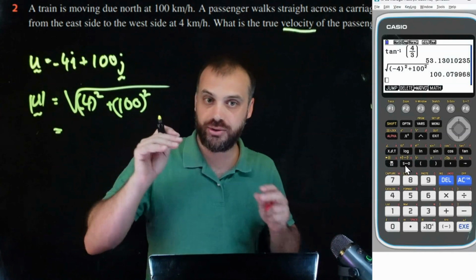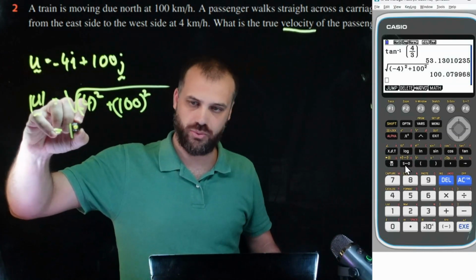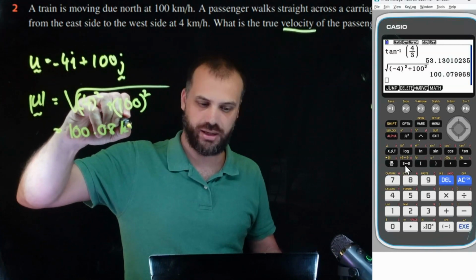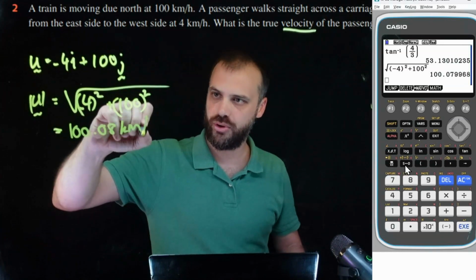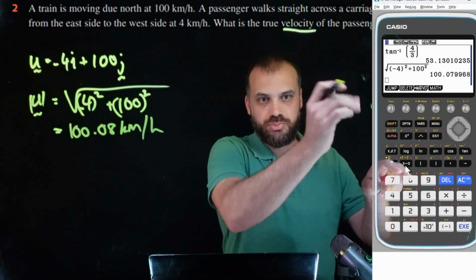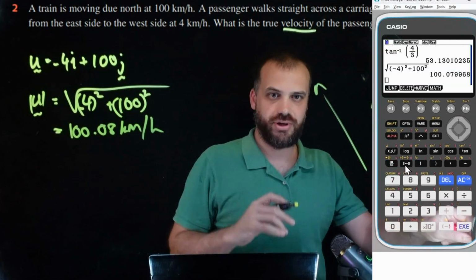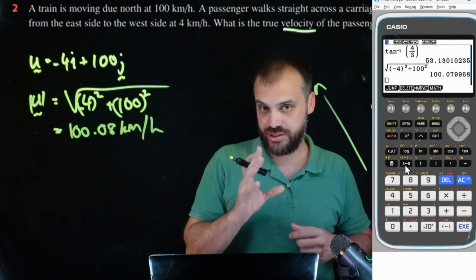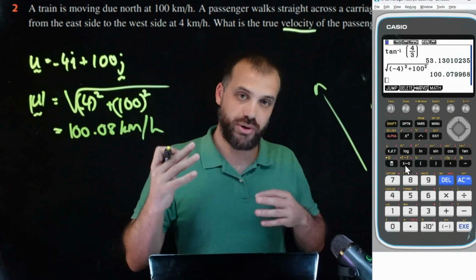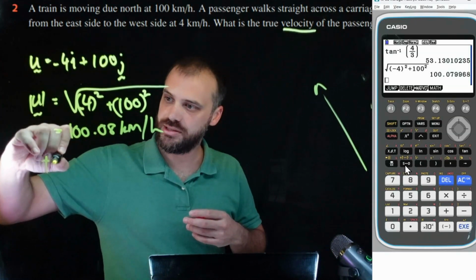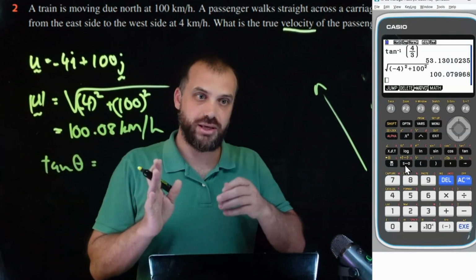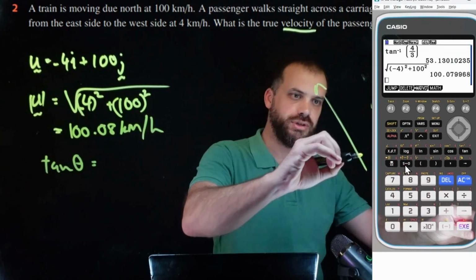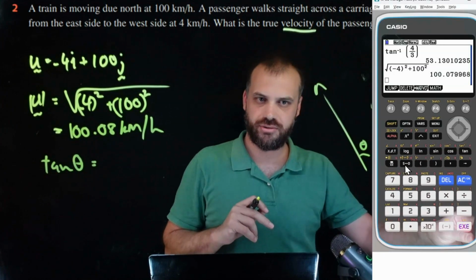Okay, so our speed is 100.08 kilometers per hour. So that's the speed we were moving in, like that direction, right? What about the direction of this thing? So we should know how to find the direction of these things. It's tan theta equals, so what angle am I trying to find? I'm trying to find this thing here, right?